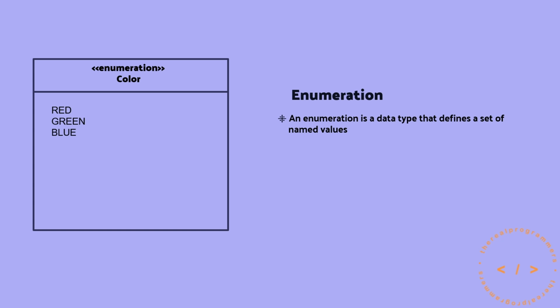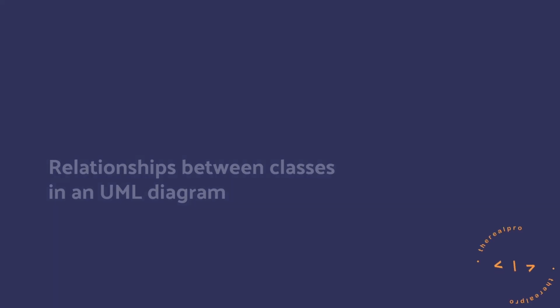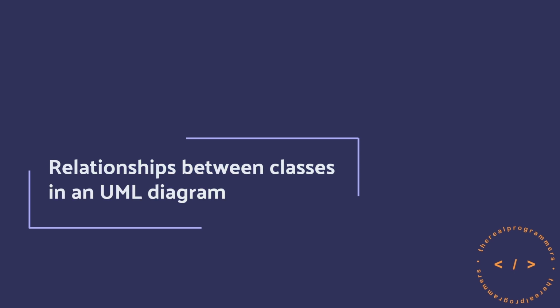This was all about the basic building blocks of a UML class diagram. Now let's move on to the next section. In this section, we will discuss different relationships between classes and how they are represented in a UML class diagram.